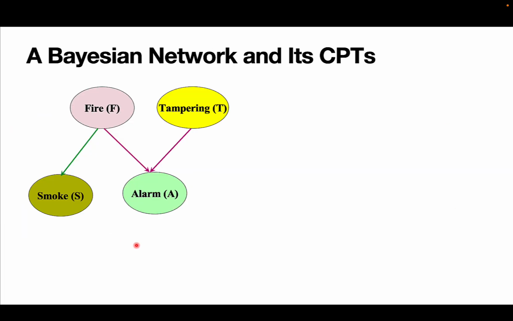In this example, we have a model for a fire alarm system. Sometimes the alarm is triggered by fire or due to tampering. And as you can see, the graph consists of 4 variables: tampering, fire, smoke, and alarm. For instance, if the alarm goes off, there is a probability that it was triggered by a fire or by tampering, or it's also possible that both events happen simultaneously.